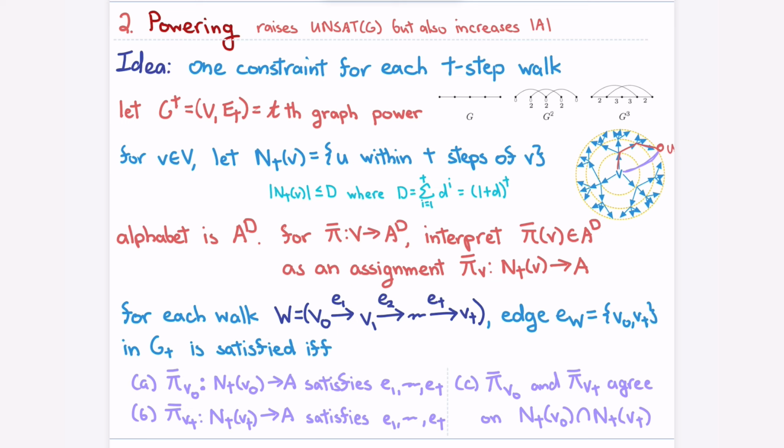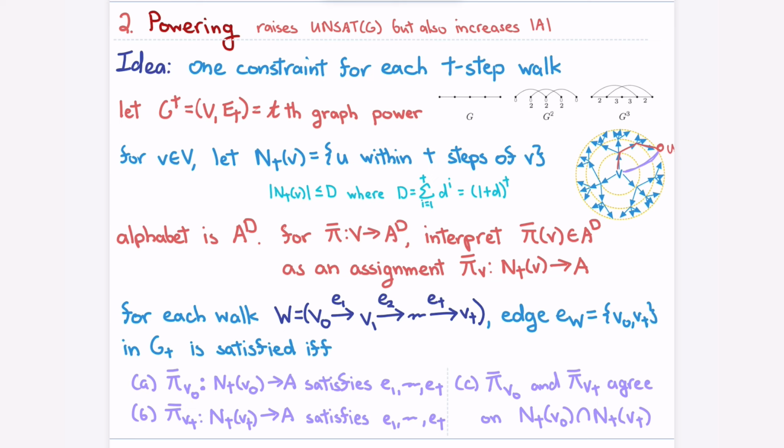Okay. Our constraints are like this. So if I have a walk from V0, V1 through VT, with all these edges in between. Now, I want to make a constraint in this powered graph. So the endpoints are just V0 and VT, which have a bunch of letters that are assignments to the others, right? So what we're going to do is this. I'm going to first look at V0. So V0 is going to have letters for each of these.